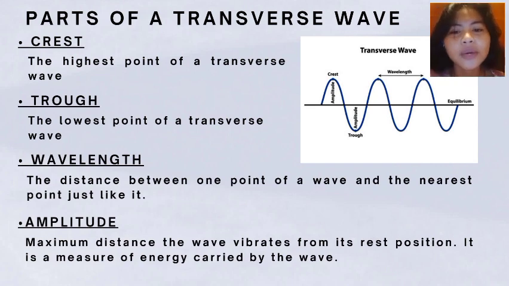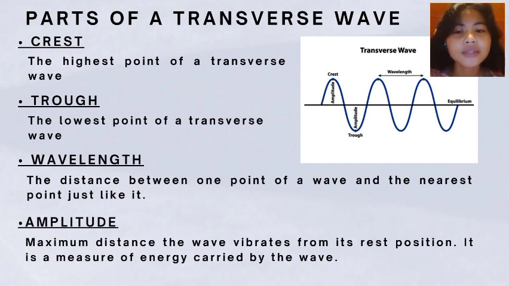So the third one is the wavelength. Wavelength is the distance between one point of a wave and the nearest point just like it. So from a single wave, we will make it two. The highest point of the wave is a crest, no? So if we are going to label crest to each of the waves, that distance between them is the wavelength.